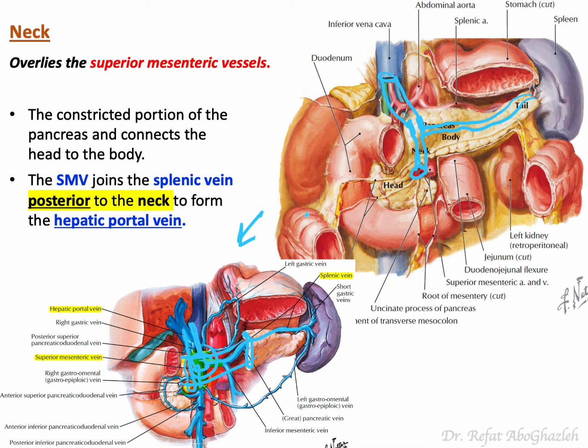Well, guys, I would like here also to say, yes, the superior mesenteric artery, behind the neck, of course. Behind the neck, you see here is the aorta, right? This is the aorta, the abdominal aorta.